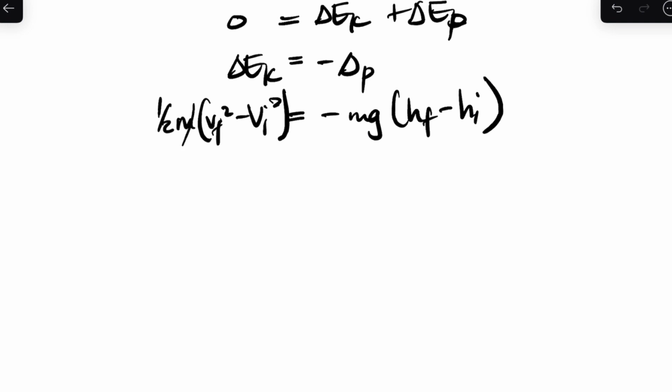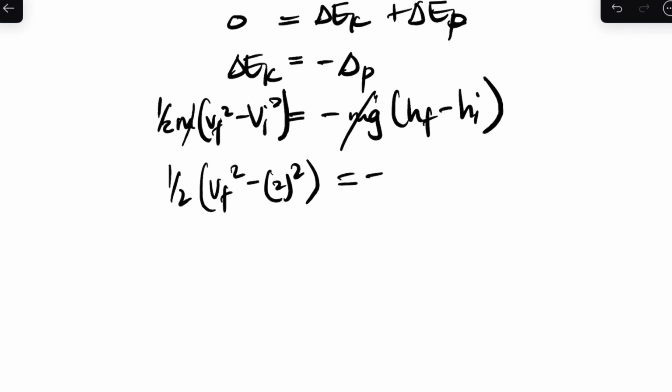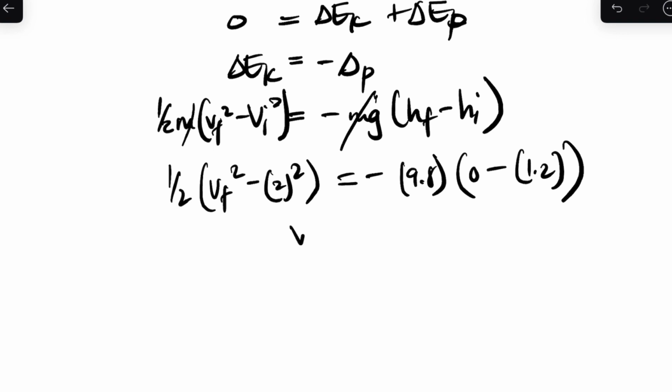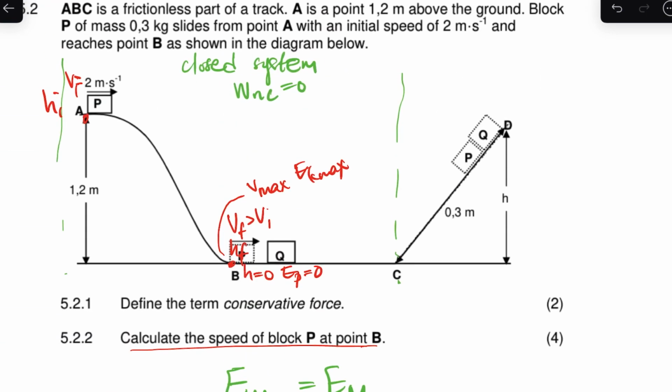So what we can do, we can cancel the mass here. It's half. The v final is the one that we want. The v initial, it's 2 squared. And then minus g, it's 9.8. And then the height final is 0. Height initial is 1.2. So when you put this in the calculator, guys, the v final there is going to be 5.25, exactly the same as that. Okay, let's move to the next question, guys.